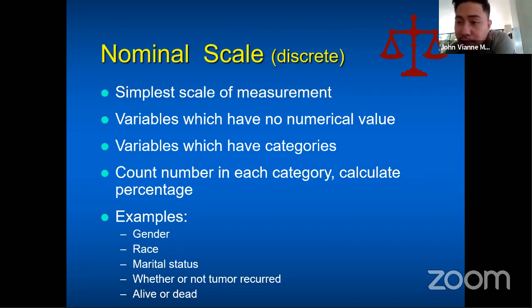Marital status: single, married, widow, widower, separated. And then we also have whether or not the tumor has recurred. So it can be a yes, it can be a no. So yes and no is still nominal.